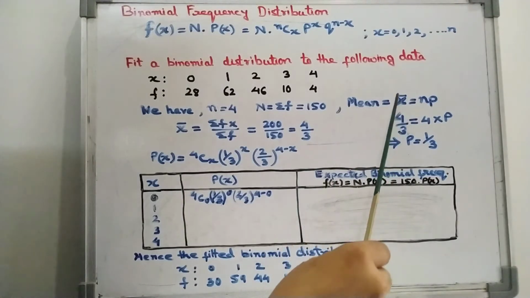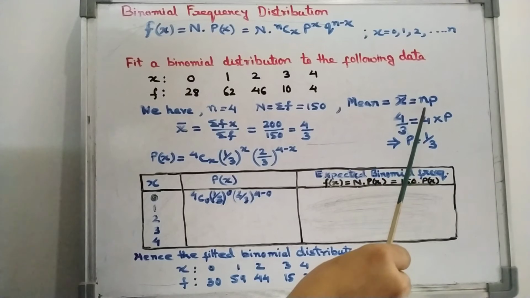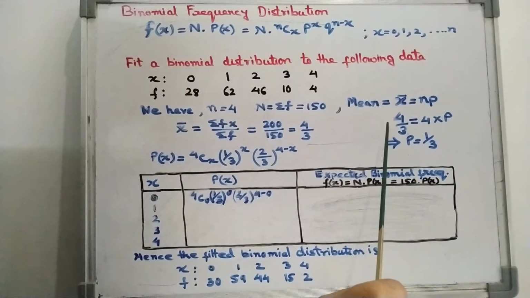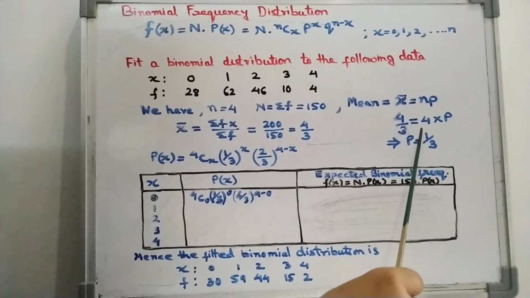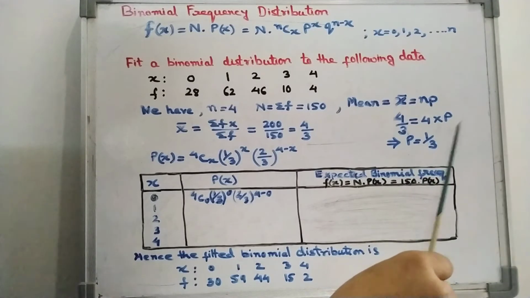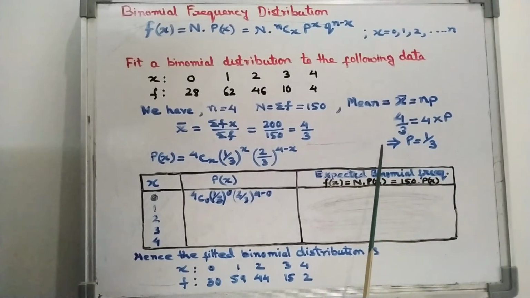Now we have x bar equal to np. Substituting the value of x bar here, we get 4 by 3 is equal to 4 into p, since n is 4. p is unknown to us, so we can evaluate it. This implies that p is equal to 1 by 3, as the 4 cancels. Since p is 1 by 3, q will be 1 minus p, so q will be 2 by 3.